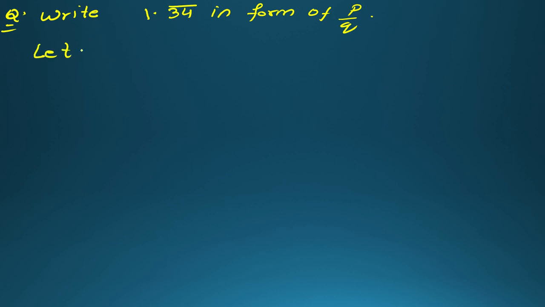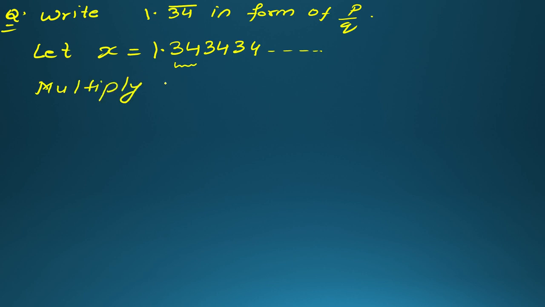Let x is equal to 1.343434 and so on. Why have I written it like this? Because the bar is on two digits, 3 and 4, so it means 3434 will repeat itself. After the decimal point you can see two digits are repeating, so by which number will you multiply? You will multiply both sides by 100.